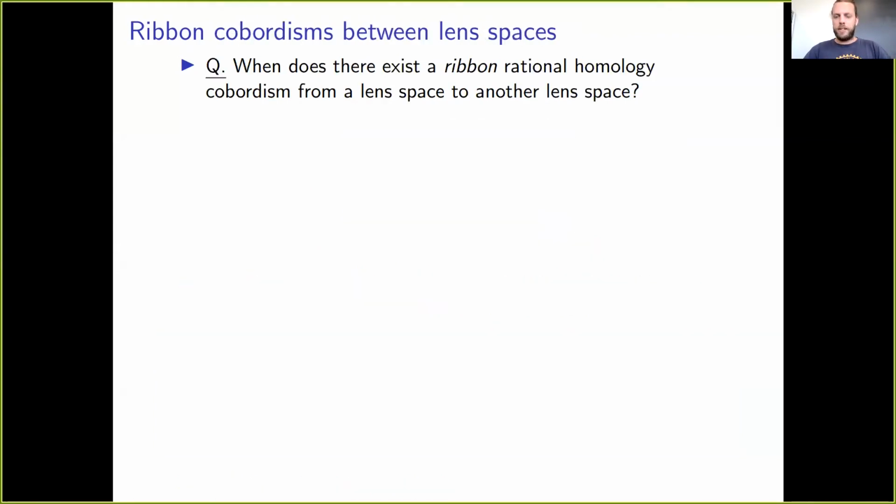A naturally arising question, with this being said, is: when does there exist a ribbon rational homology cobordism from a lens space to another lens space? We know when there exists just a rational homology cobordism between two lens spaces, but when can this rational homology cobordism be realized by a ribbon cobordism?